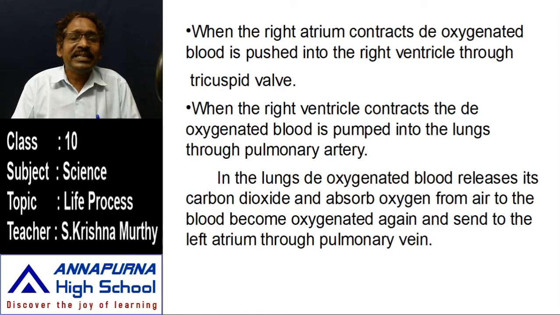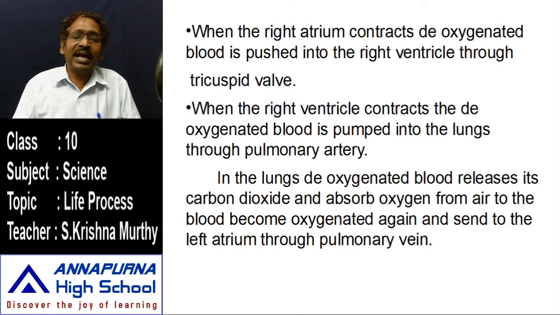So when the right atrium contracts, this deoxygenated blood is pushed into the right ventricle. Here we already learnt about it. In between these two, one valve is there, that is known as tricuspid. What is meant by tricuspid? The valve has three membranes. It has a lid, a cover, a cup, made up of three valves. So the tricuspid valve is there.